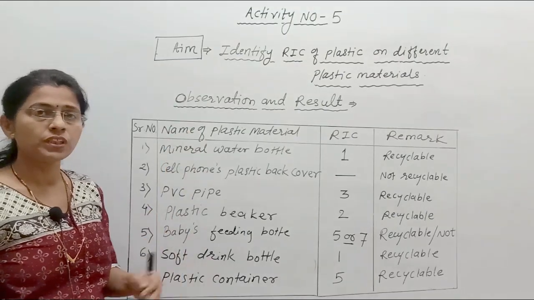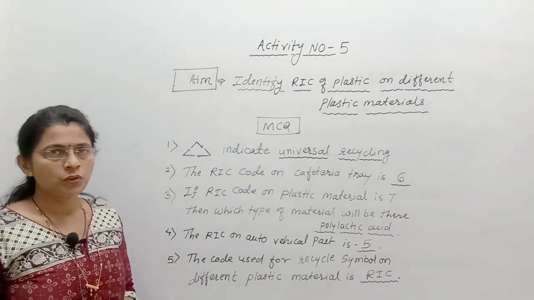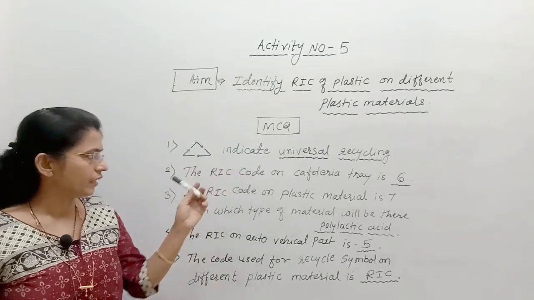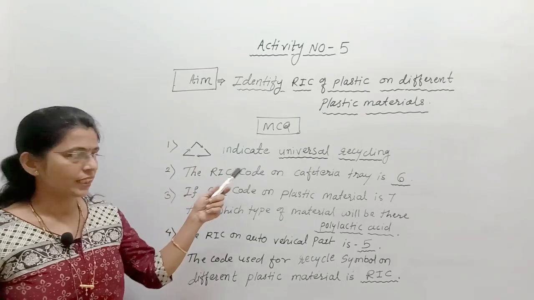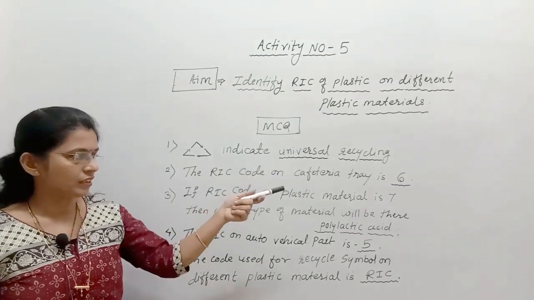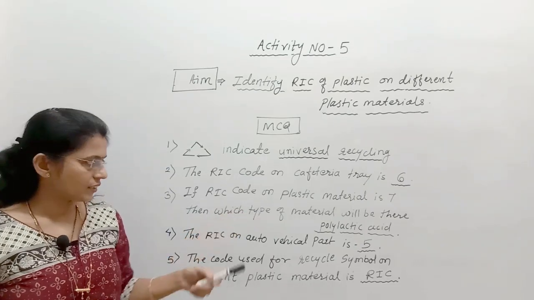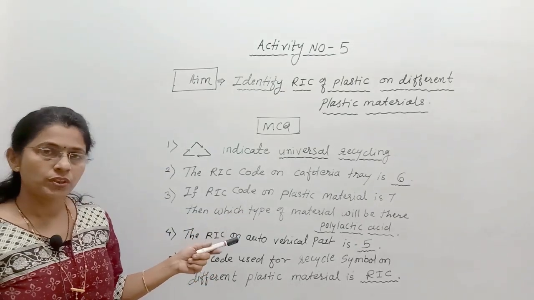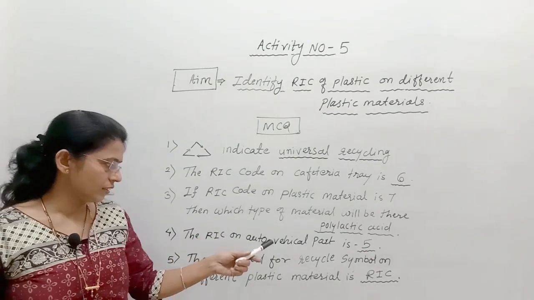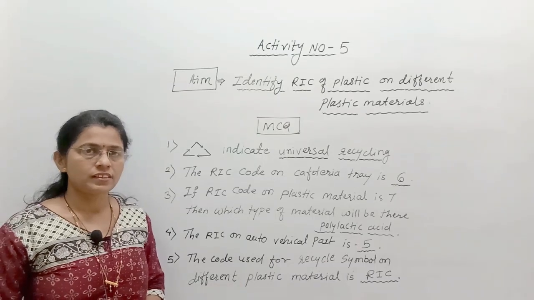So complete your observation table in your practical notebook. Now complete your MCQs in your practical notebook. Such a symbol indicates universal recycling. RIC code on a cafeteria tray is 6. If the RIC code on a material is 7, then the material will be polylactic acid. RIC code on an auto vehicle part is 5, and the code for the recycle symbol on different plastic materials is RIC.